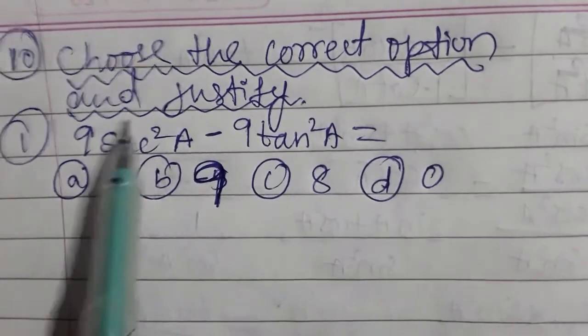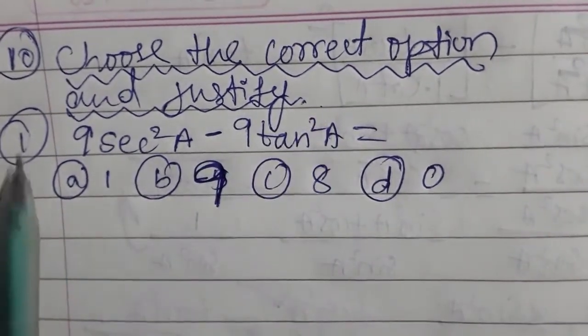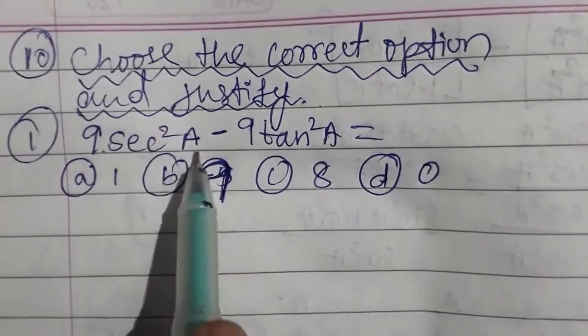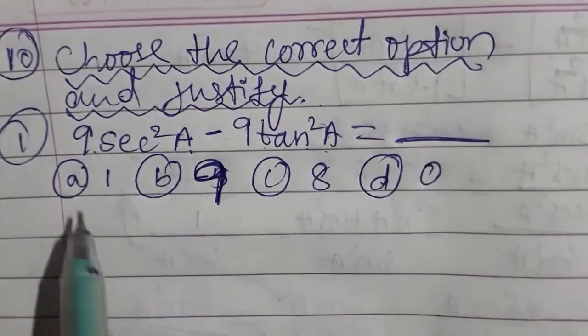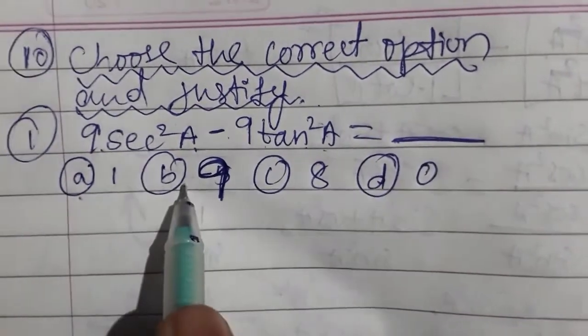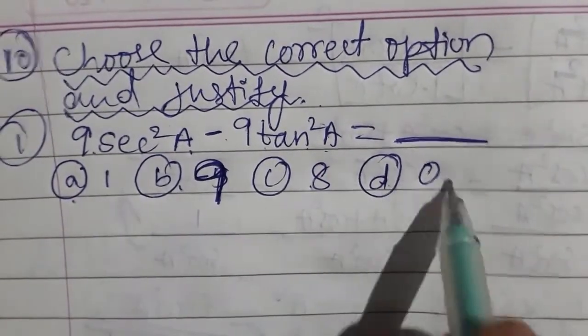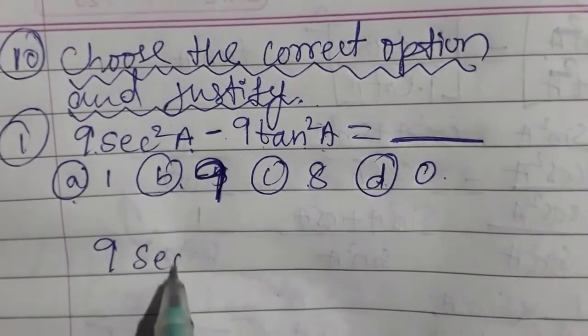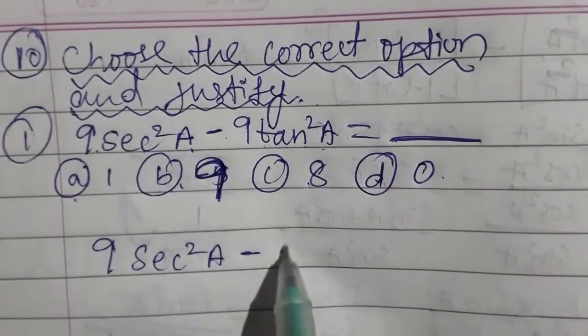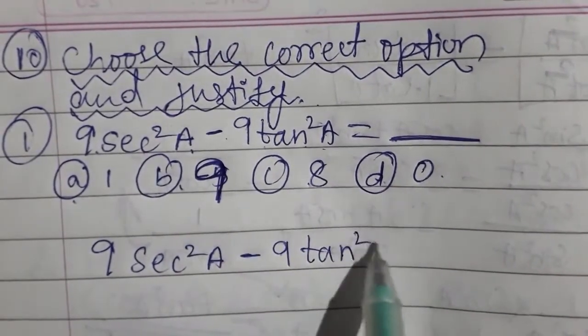Choose the correct option and justify. First question. 9 secant square A minus 9 tan square A is equal to dash. Options are given as A 1, B 9, C 8, D 0. So first we will try to solve this. 9 secant square A minus 9 tan square A.